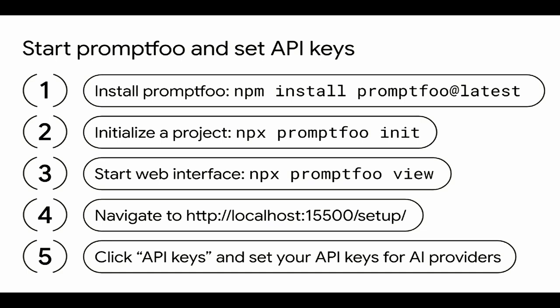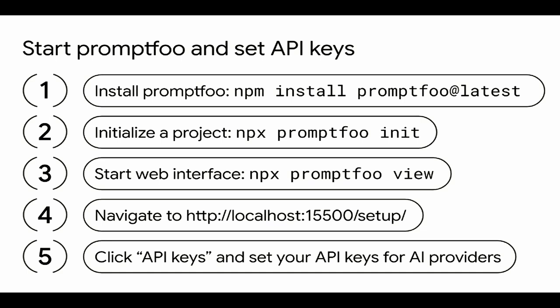All right, so now we're in the container and we're ready to install prompt foo. It works just like any other JavaScript dependency. It's actually very easy to do, just npm install prompt foo. And that @latest tag just says, let's update it to the latest version. It'll take a couple minutes to install, but once you've got it installed, then you can initialize a prompt foo project. That simply requires running npx prompt foo init.